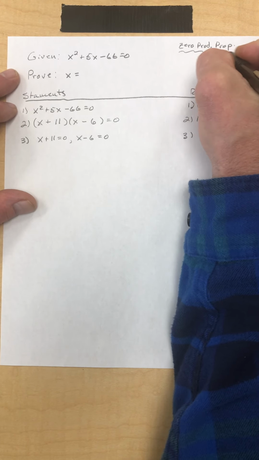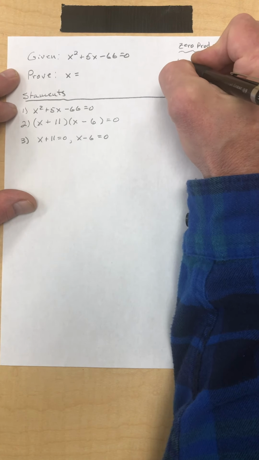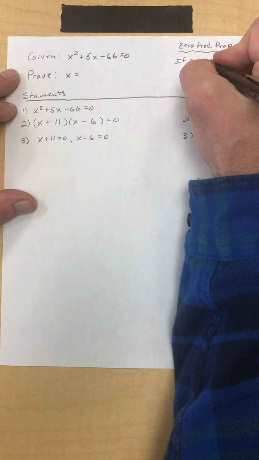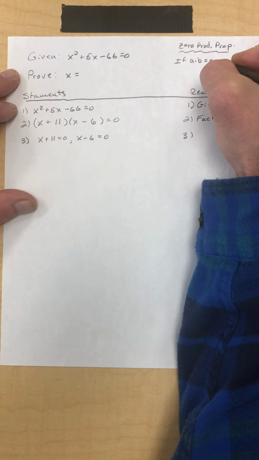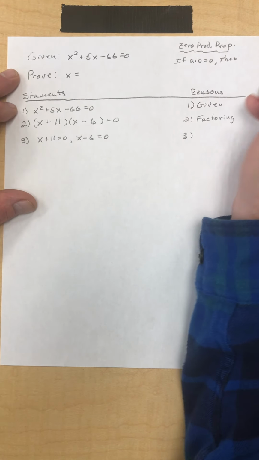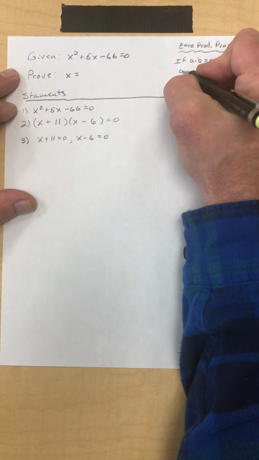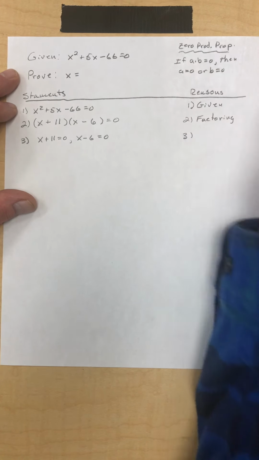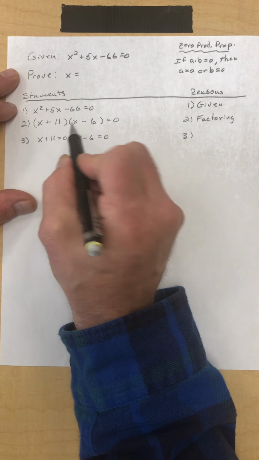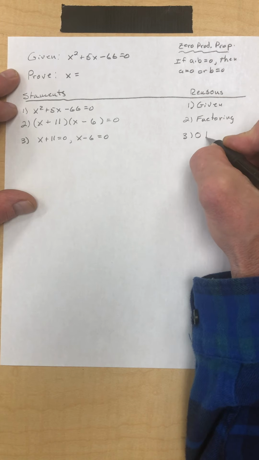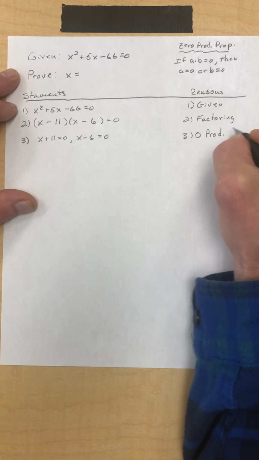The zero product property tells us that if we multiply two things together, say A times B, and we get 0, then either one or both of them are 0. Then either A equals 0 or B equals 0. So when I set both of these equal to 0, I'm applying the zero product property.